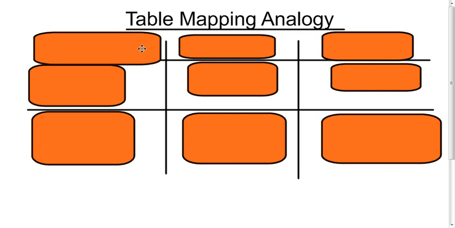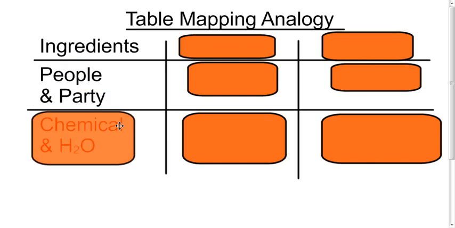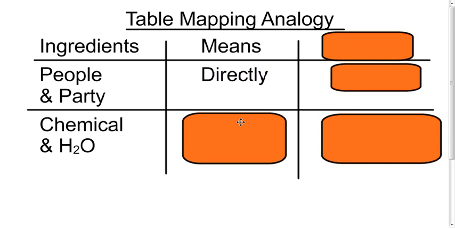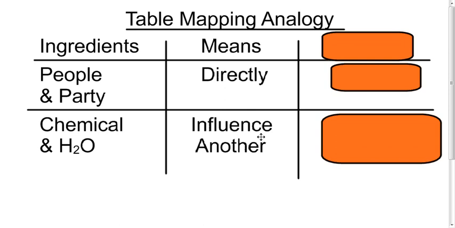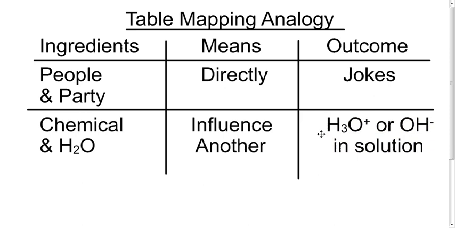So my ingredients are the people in the party, the chemical and the H2O. The means are they can either do it directly or they can influence something else. In the party, they influence another person to tell a joke. And they also, in the solution, they influence water to make hydronium or hydroxide. And the outcome in the party scenario was the jokes, and in the solutions, it's either hydronium or hydroxide.